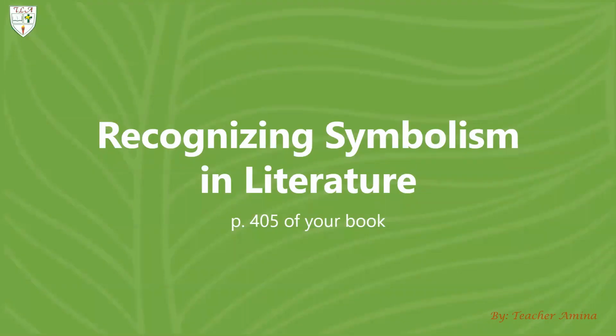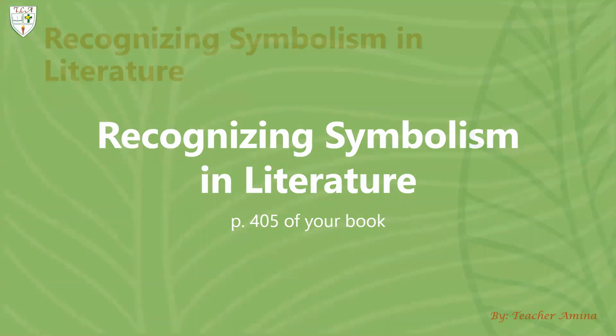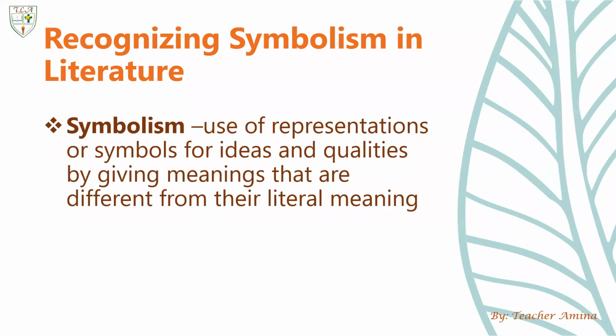Okay. And next we have recognizing symbolism in literature, from lesson 6, that is on page 405 of your book. So what is symbolism? Symbolism is the use of representations or symbols for ideas and qualities by giving meanings that are different from their literal meaning. So it's not the same meaning as the one that you can find in a dictionary or an encyclopedia. Okay, it's not the literal meaning.